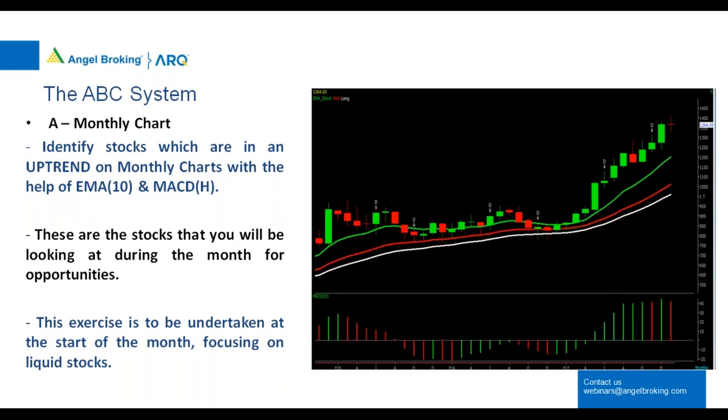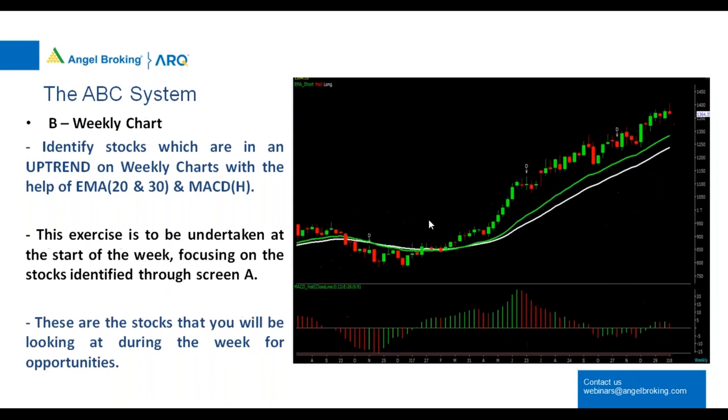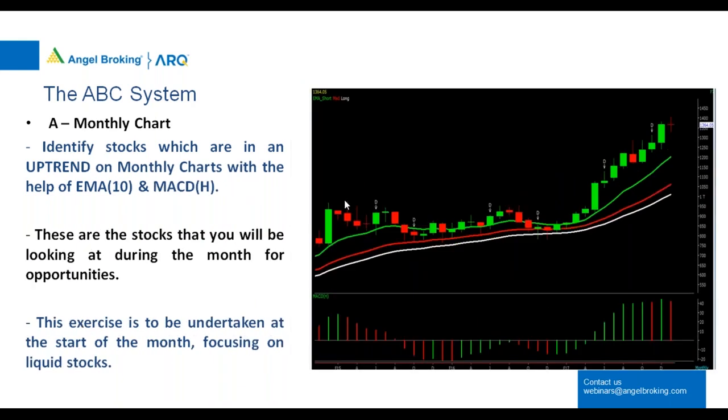There are certain indicators you can see in this chart, and this is a Hindustan Unilever chart. This is a monthly chart of Hindustan Unilever. Each bar represents 1 month of data. You can see for yourself that there are primarily two indicators that I'm using. One is moving average and the other is MACD histogram.